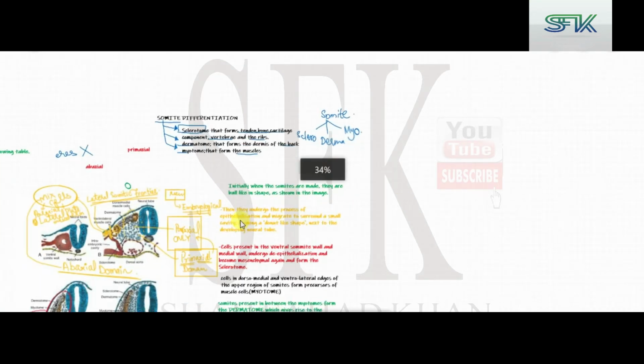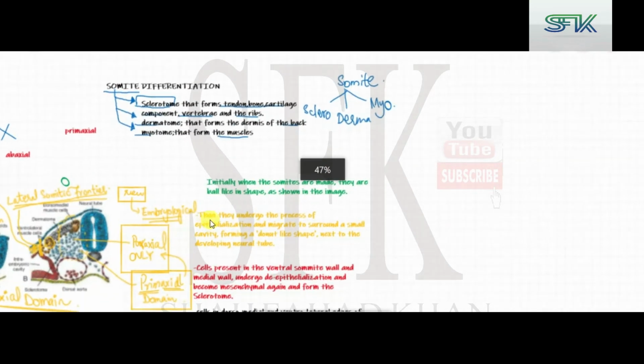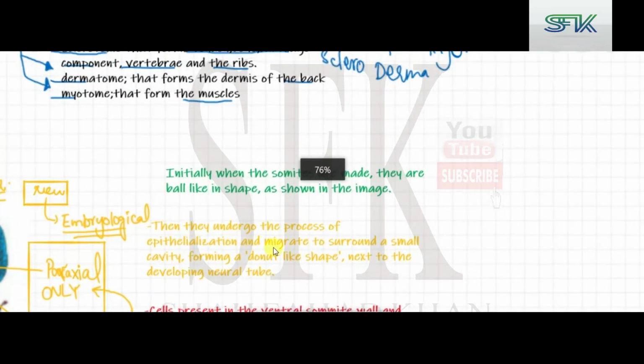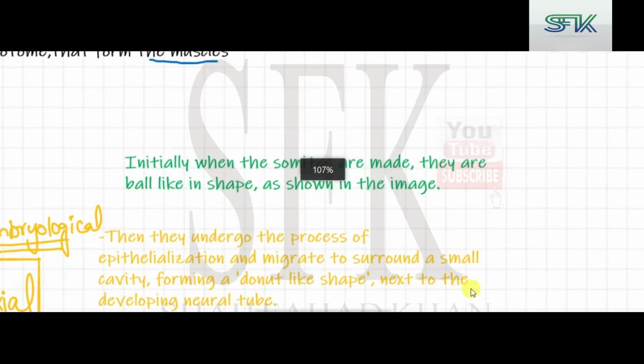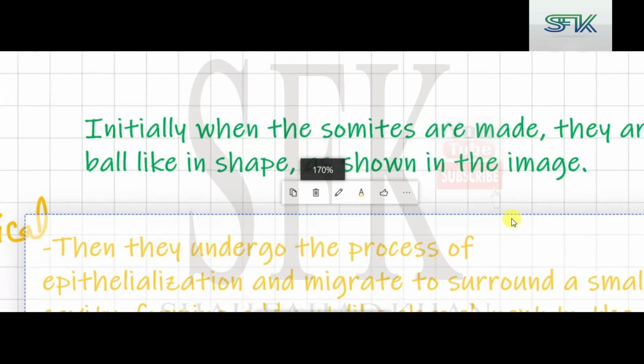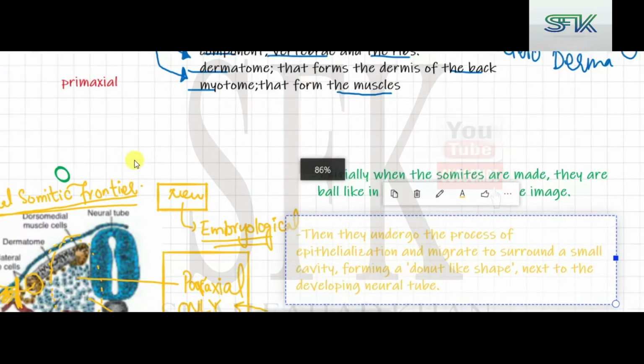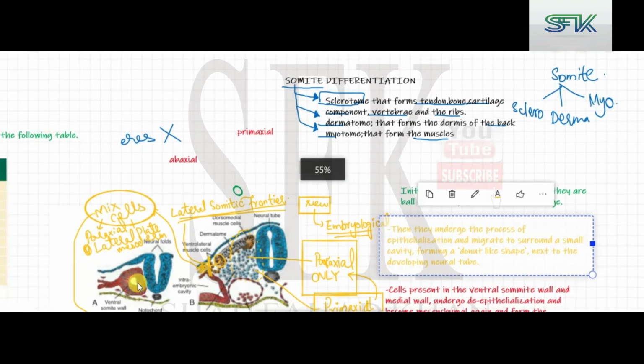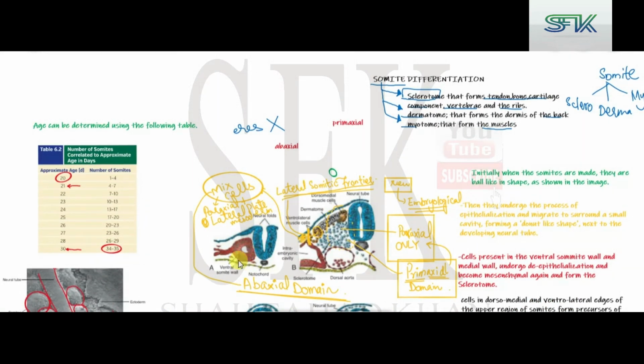Then they undergo the process of epithelialization and migrate to surround a small cavity to form a donut-like shape next to a developing neural tube. We've discussed this part as well, and I'll show you on the diagram. It's right over here. This region is the donut-shaped, ring-like structure which surrounds the small white cavity, and this is made by the somites that surround the donut-shaped cavity. So it's this process that we are talking about in this paragraph.